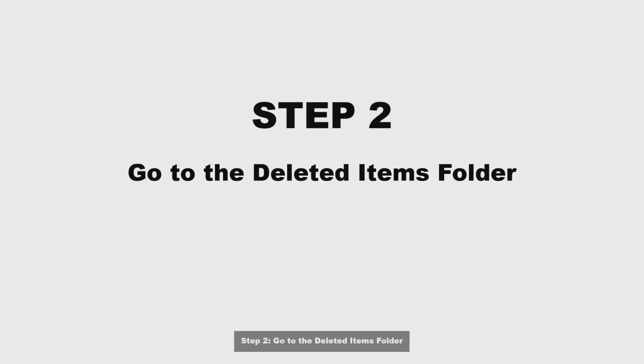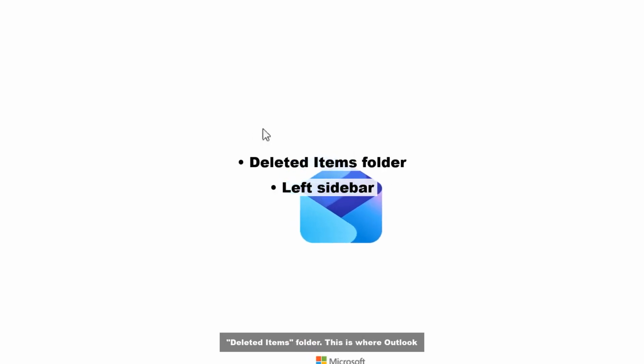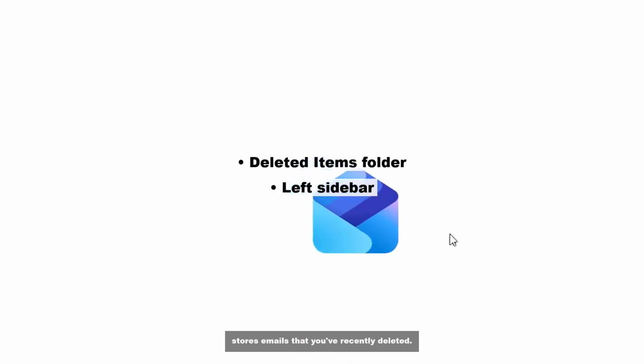Step 2. Go to the Deleted Items folder. In the left sidebar, find and click on the Deleted Items folder. This is where Outlook stores emails that you've recently deleted.